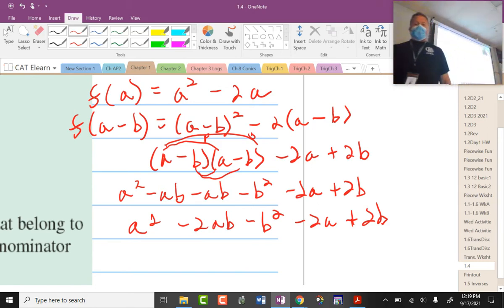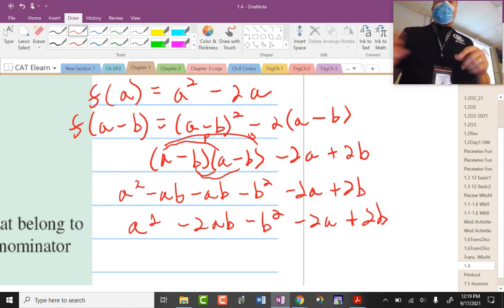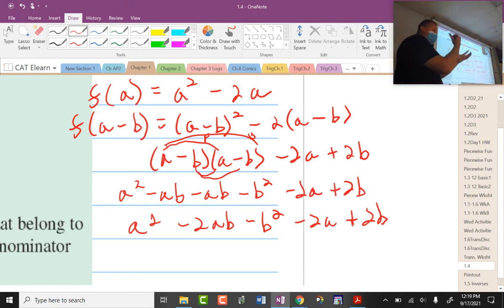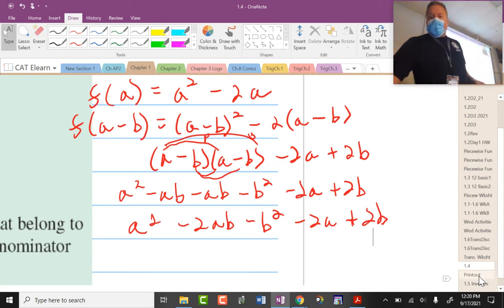I think those that struggle with these basic ideas, we need to go back, look at it, get it done, and then we can move on. I hope. That's the hope. All right, so now let's go to the worksheet.